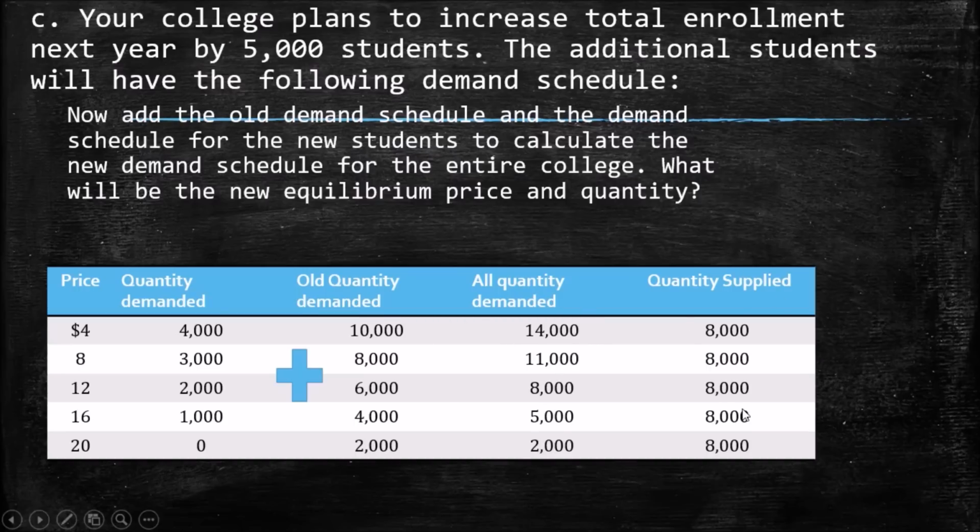So in this case we will see that this is going to be the new price. Given the higher demand from the new students, we go from a price of 8 to a price of 12. There is going to be an increase in the price.